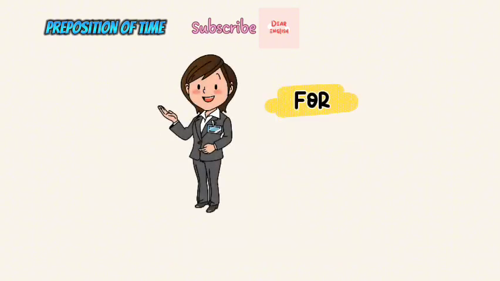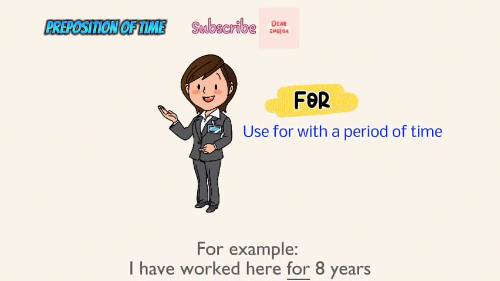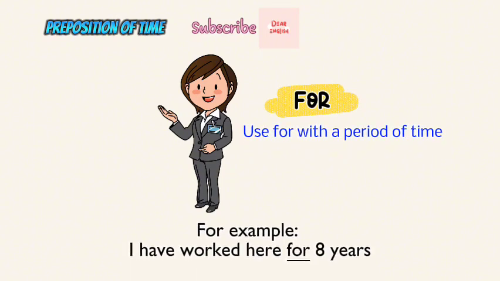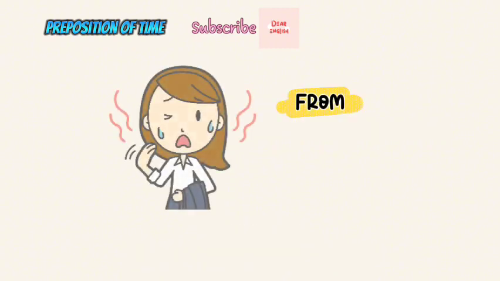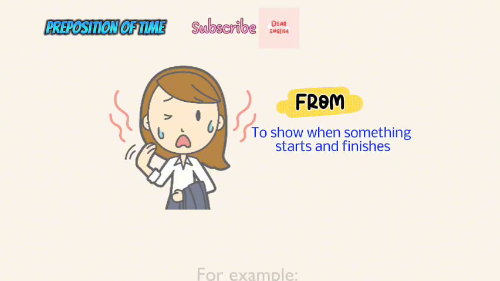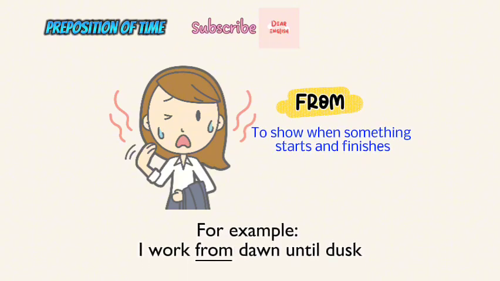For. Use for with a period of time. For example, I have worked here for 8 years. From. To show when something starts and finishes. For example, I work from dawn until dusk.